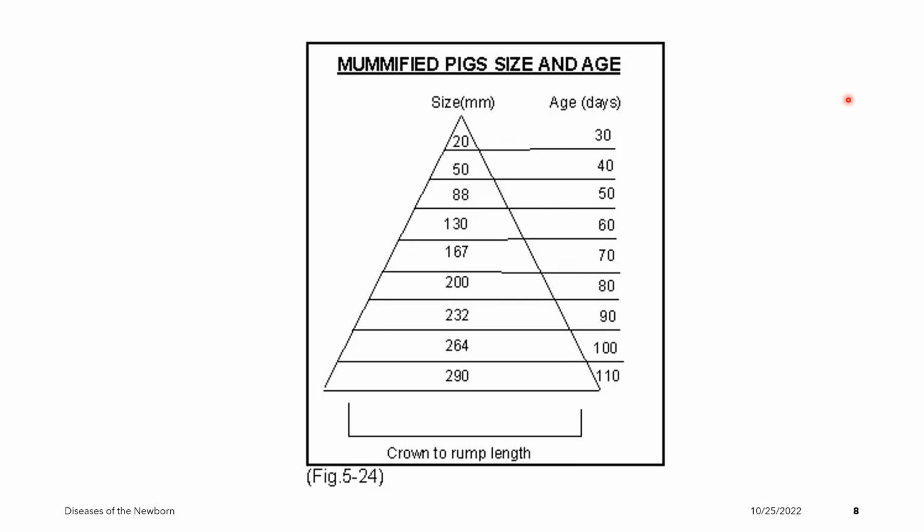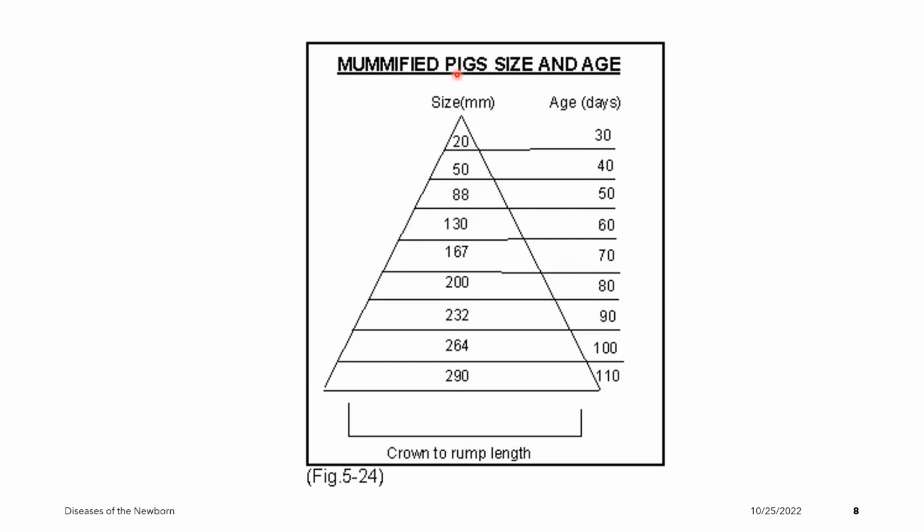This means that the skeletal system is developing, and if the piglet dies, it is not completely absorbed and a mummified fetus remains. The approximate age when a mummified pig has died can be determined by measuring the length from the crown of the head to the rump or the tail base. So these measurements are taken from the crown of the head of the mummified pig towards its tail base, or the rump.